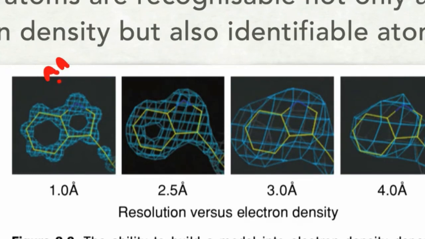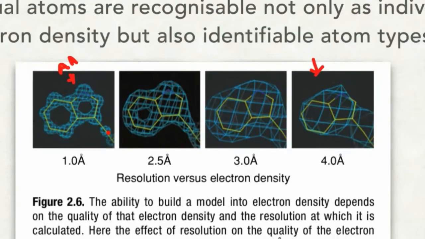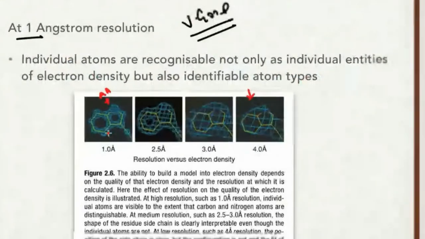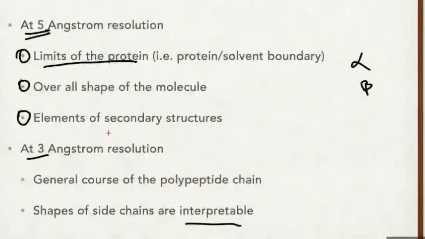Tryptophan, sir. Okay, this is the tryptophan, right? But if we cannot see whether this electron density corresponds to tryptophan at 4 angstrom resolution or 3 angstrom resolution, to some extent we can say at 2.5 angstrom we can make a guess, but at 1 angstrom we can definitely say that the side chain corresponds to tryptophan. So that is why we say that the resolution plays a very important role.